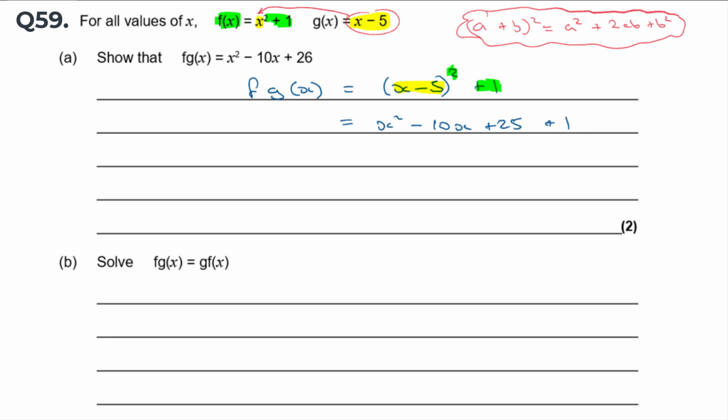Okay, if you don't like using the identity, you can just write your brackets out twice and use FOIL. But I kind of remember the identity, it just kind of speeds things up for me.